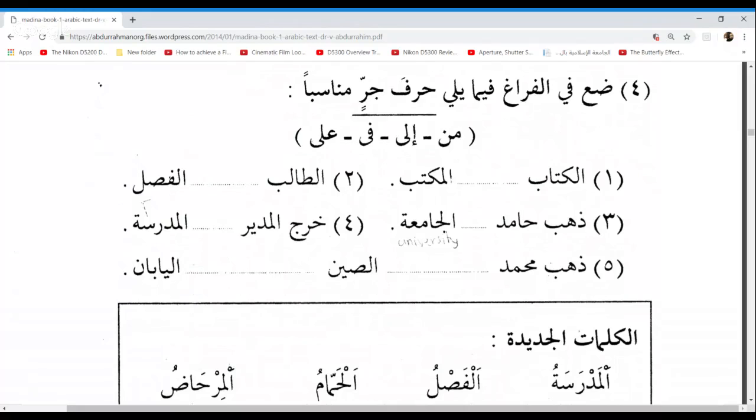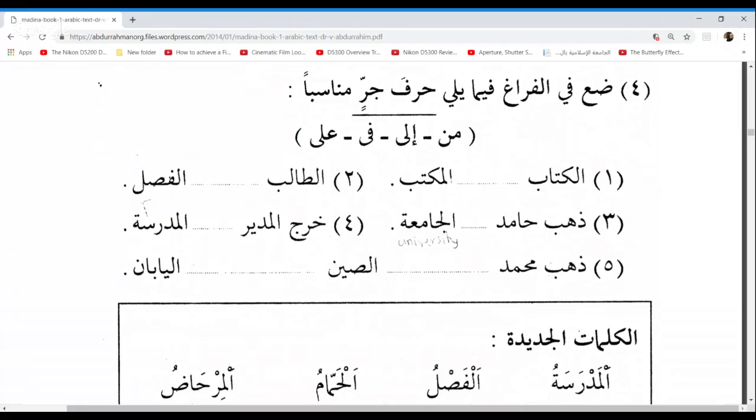Hamid went to the university. So al-jami'ati means the university. So ذهب حامد إلى الجامعة. Hamid went to the university. Okay, good. Go ahead, Hendrik.